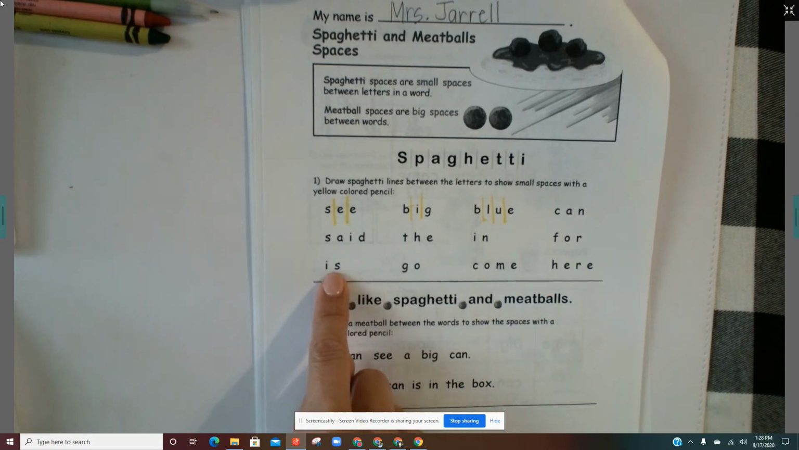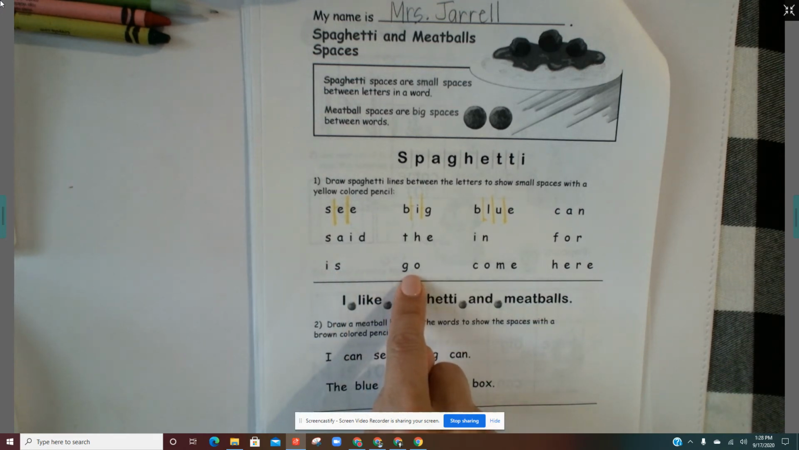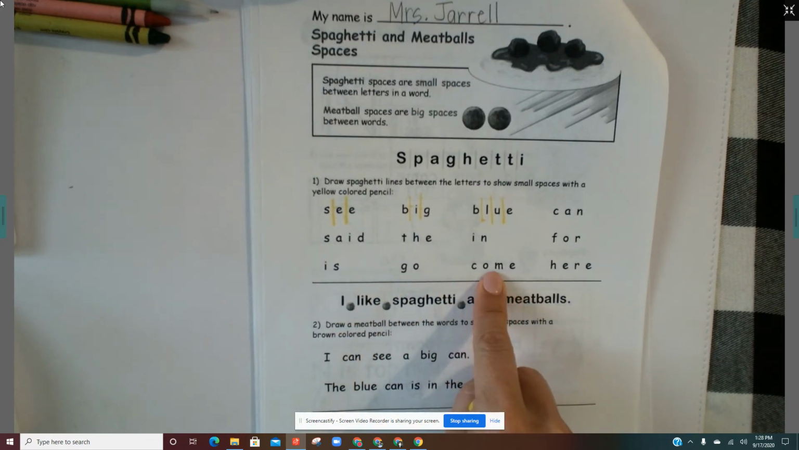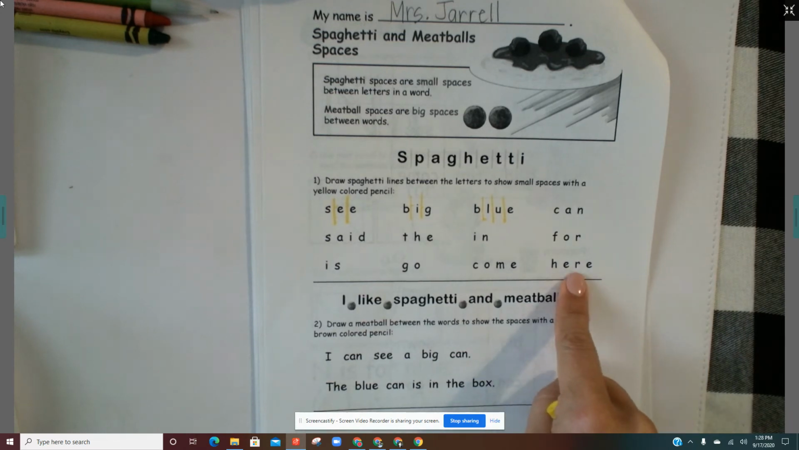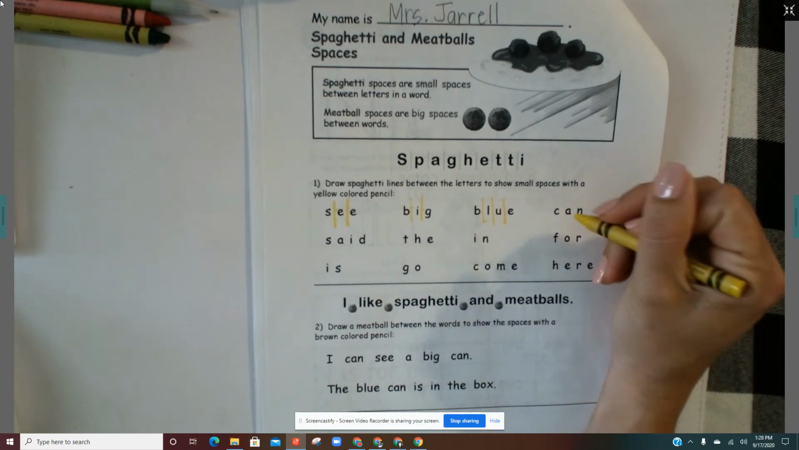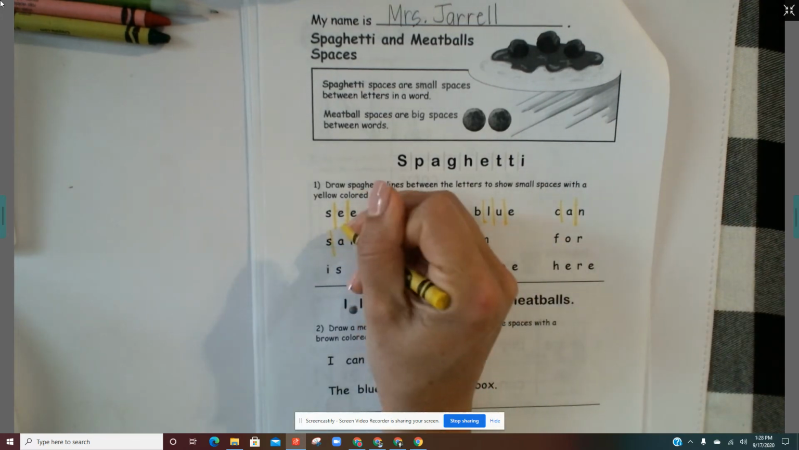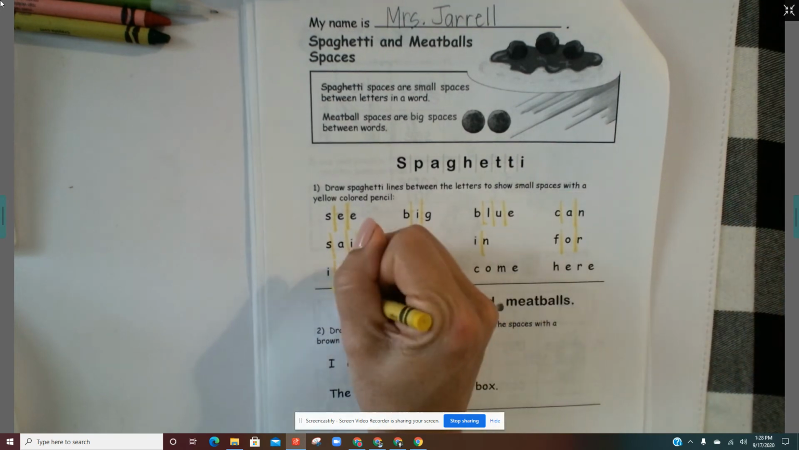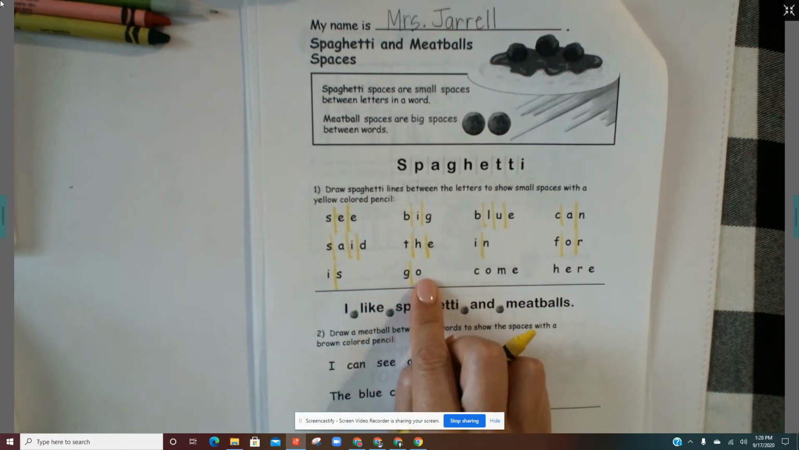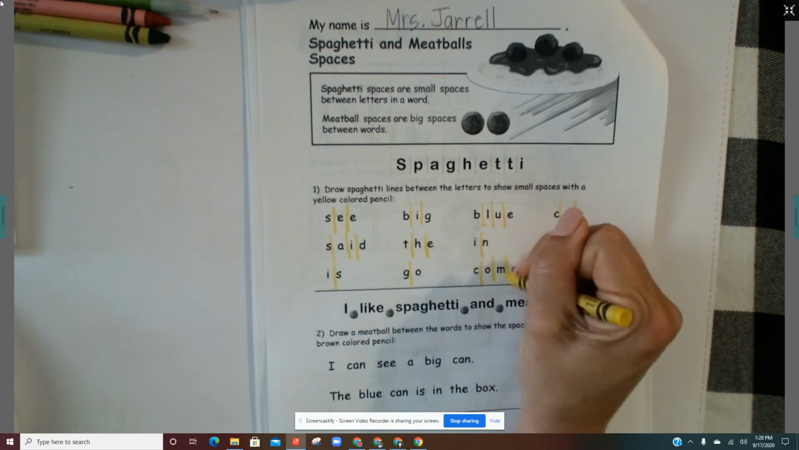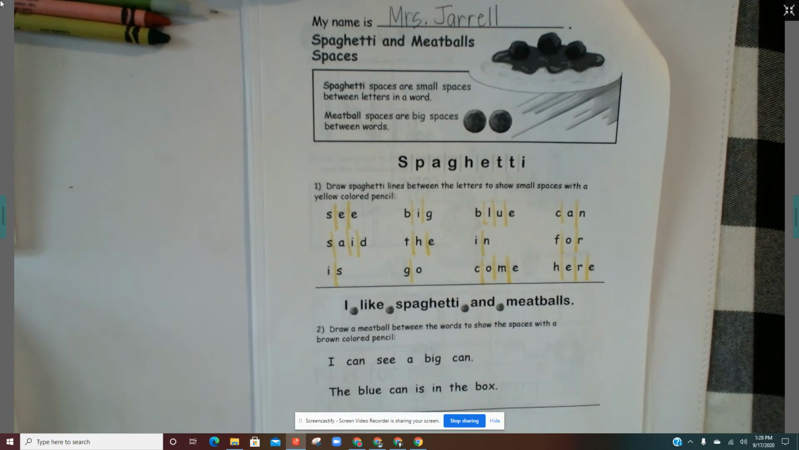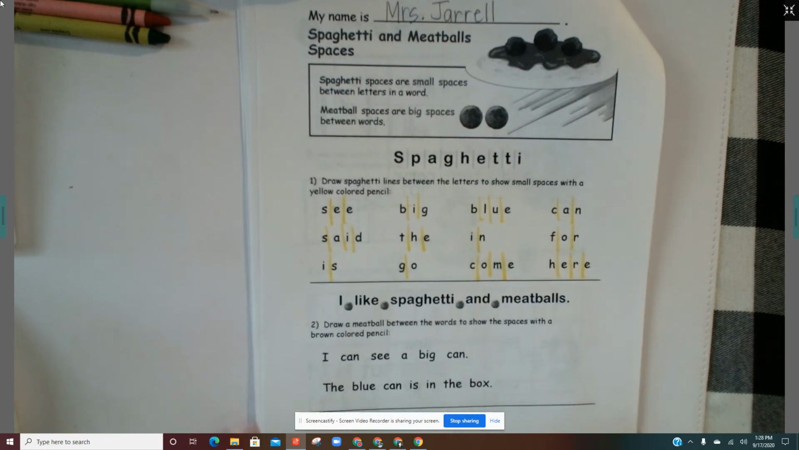My next word is go, come, here. So hopefully you were drawing spaghetti spaces in between all of your letters just like this. Now look, we don't have to put it after because that's going to be a new word. That's going to be a meatball space. Does your paper look like mine? If it doesn't, try to fix it.